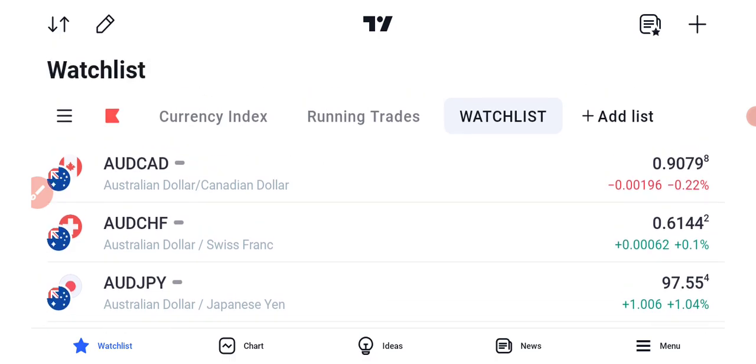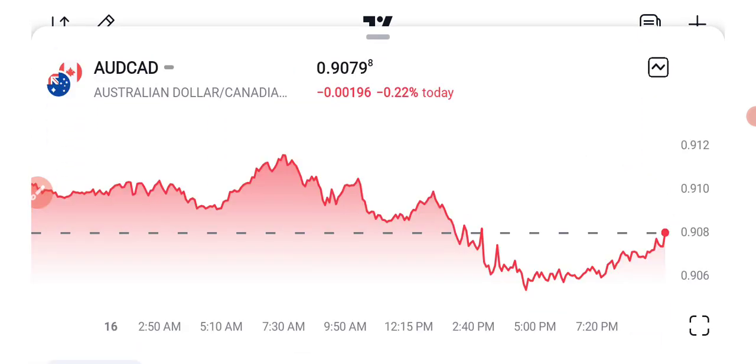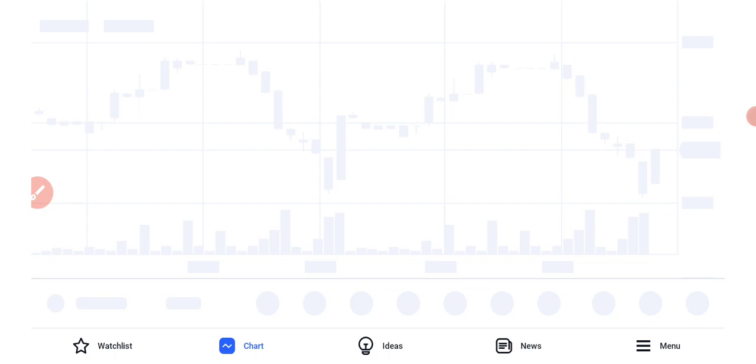So I'll be starting with AUD CAD. I will analyze the technical aspects. Then when I get the best pairs from my technical perspective, I will check my fundamentals, which is the COT data, and see what I have.